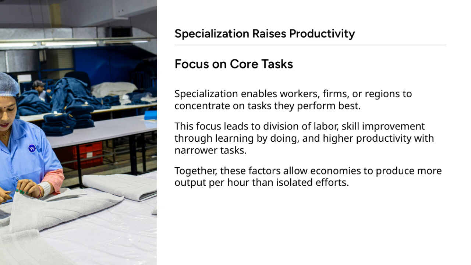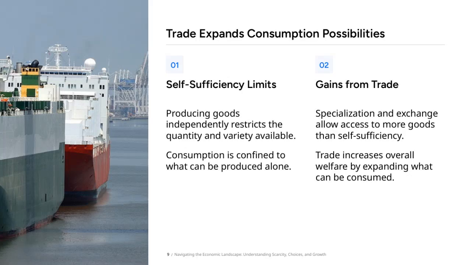When we talk about self-sufficiency, it means producing everything you need on your own. The downside is that this limits both the quantity and variety of goods available, because you're confined to what you can produce independently. On the other hand, gains from trade come from specialization and exchange, which let us access a wider range of goods than if we tried to do everything ourselves.